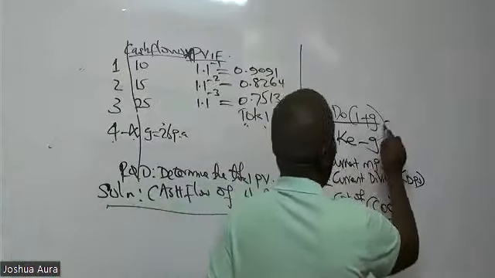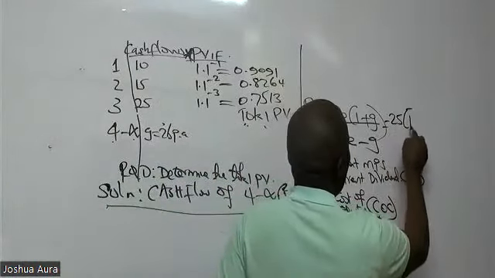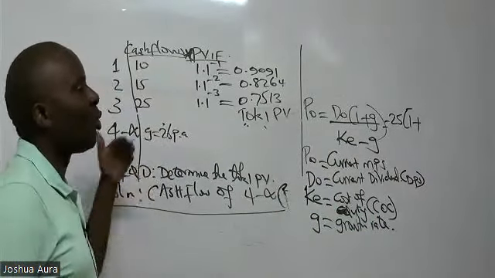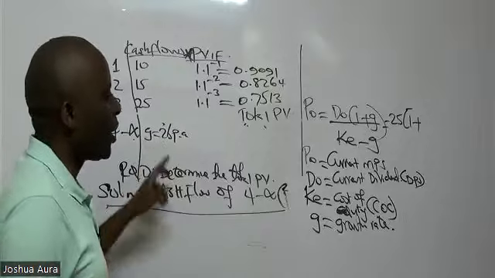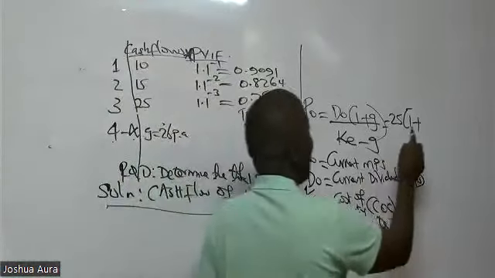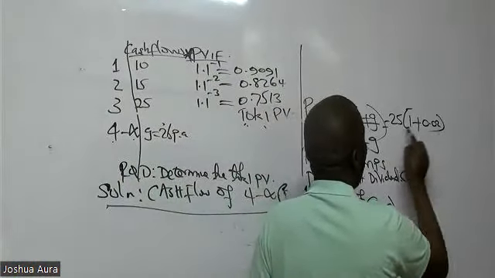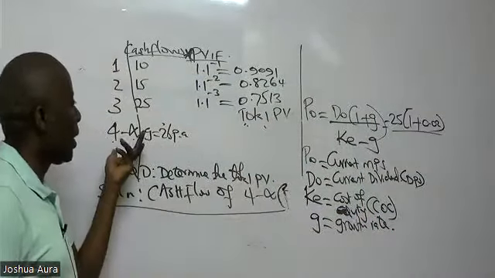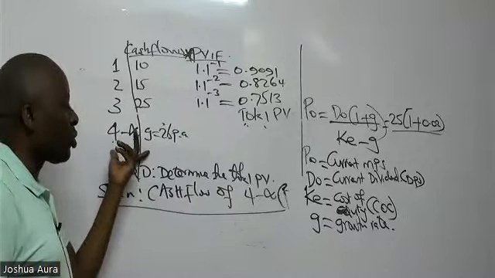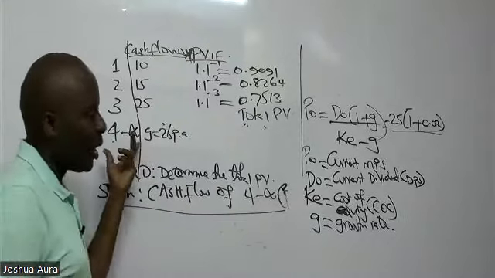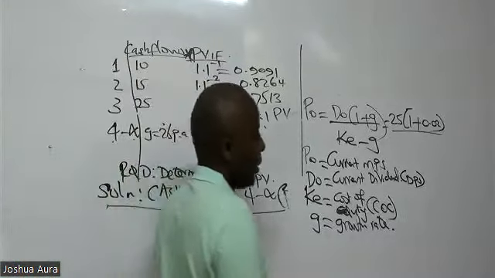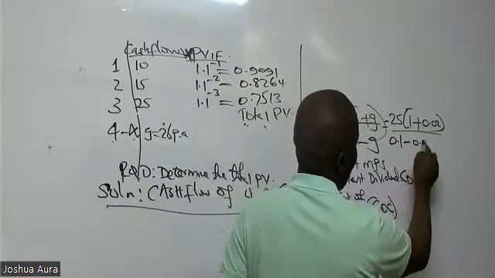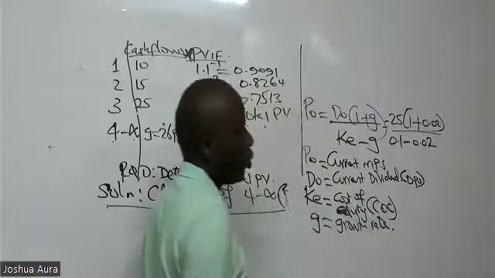We are saying that this will be 25 into 1 plus the growth rate, the perpetual growth rate. The perpetual growth rate is 0.02. So here we have 0.02 all over the cost of equity. In our case here is the cost of capital. And I remember vividly that our cost of capital here was 10%. You see 10% is the same as 0.1 minus the growth rate, which is 0.02 like that.